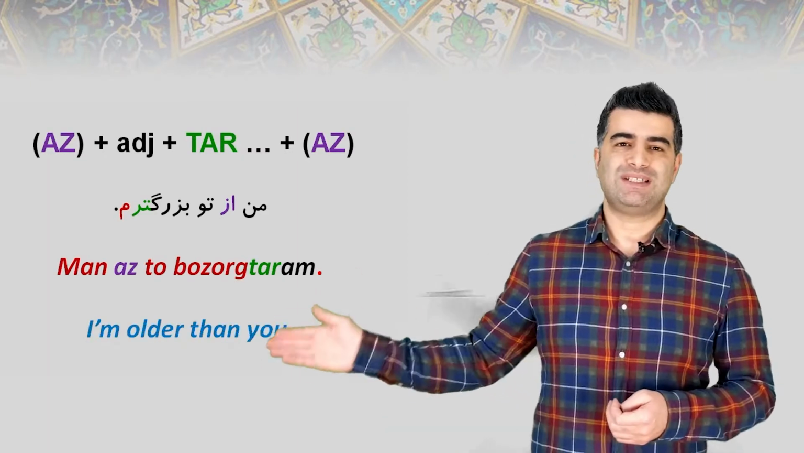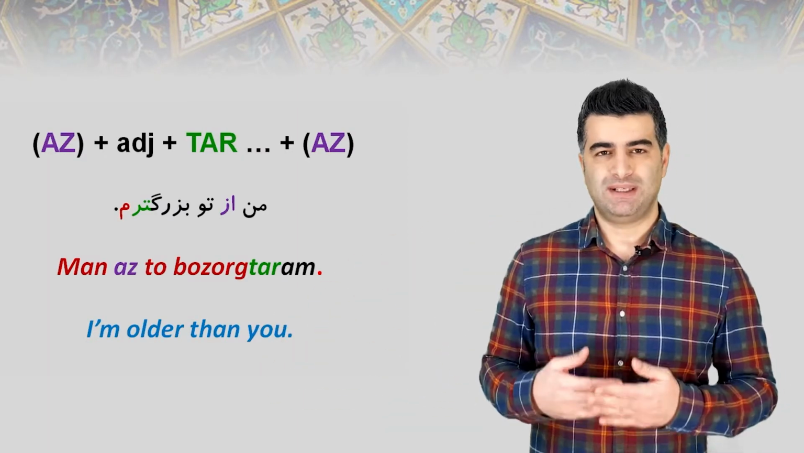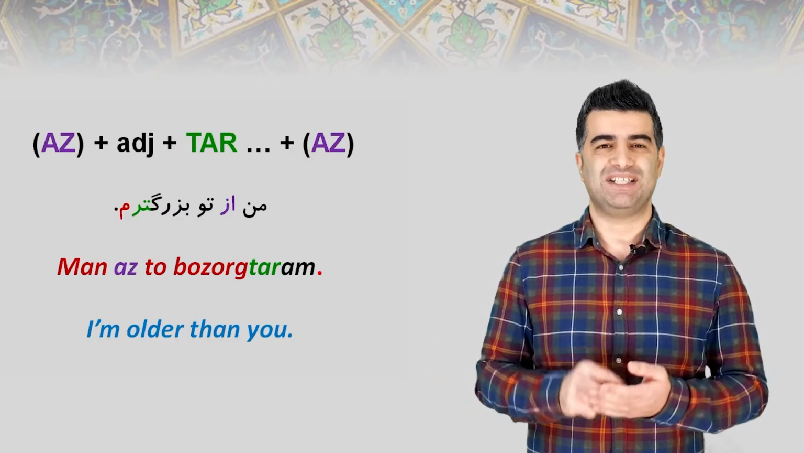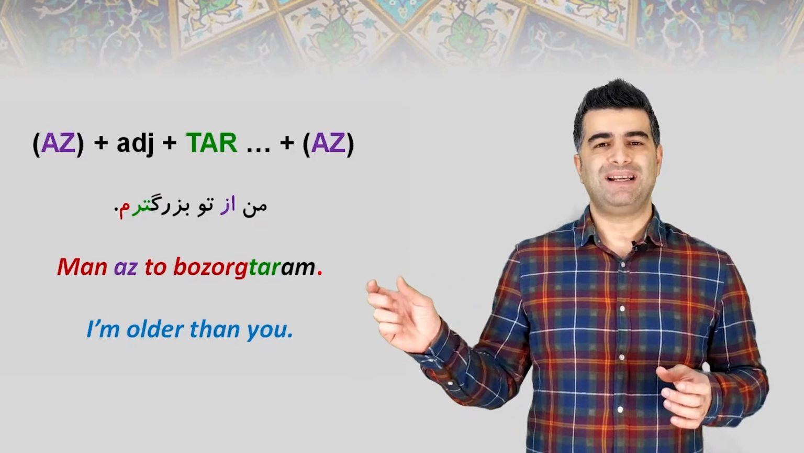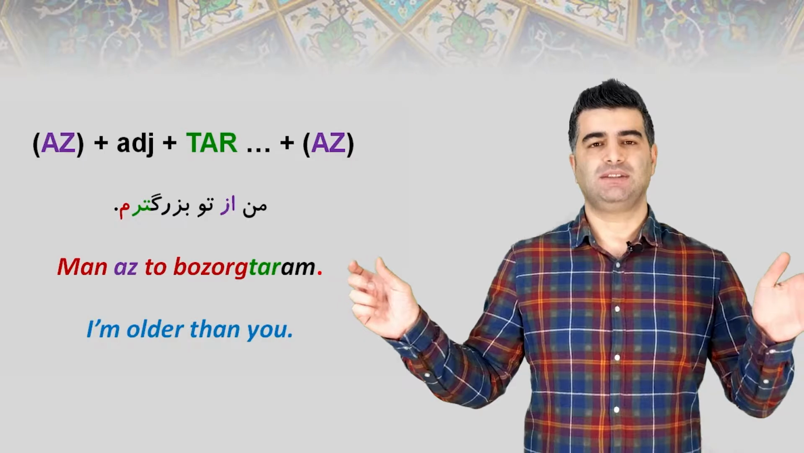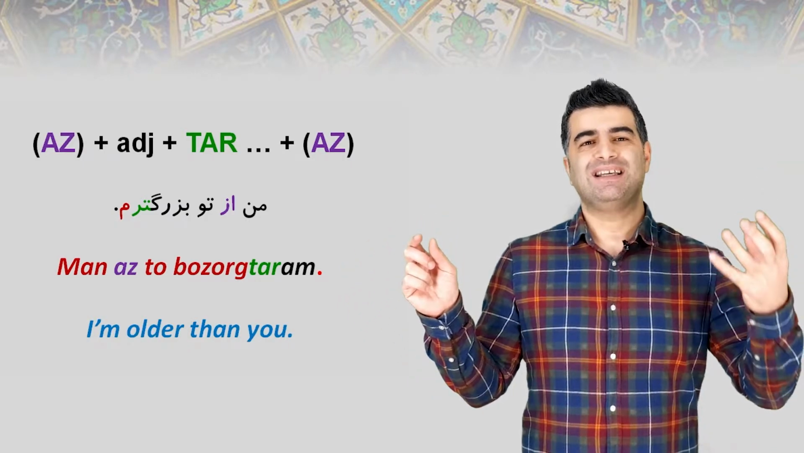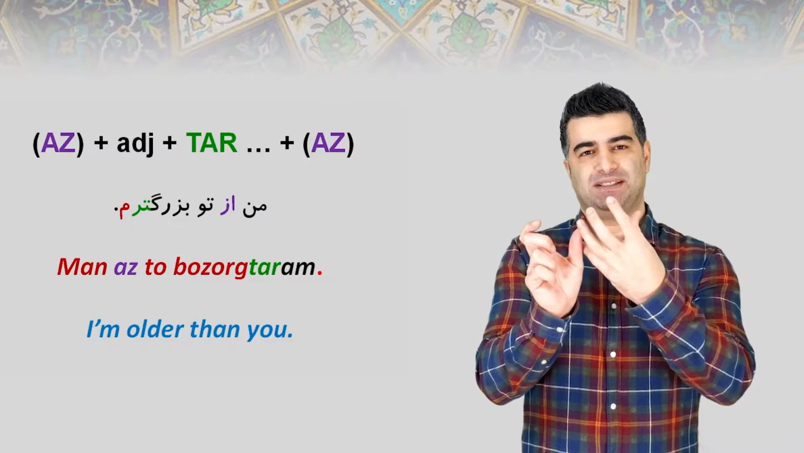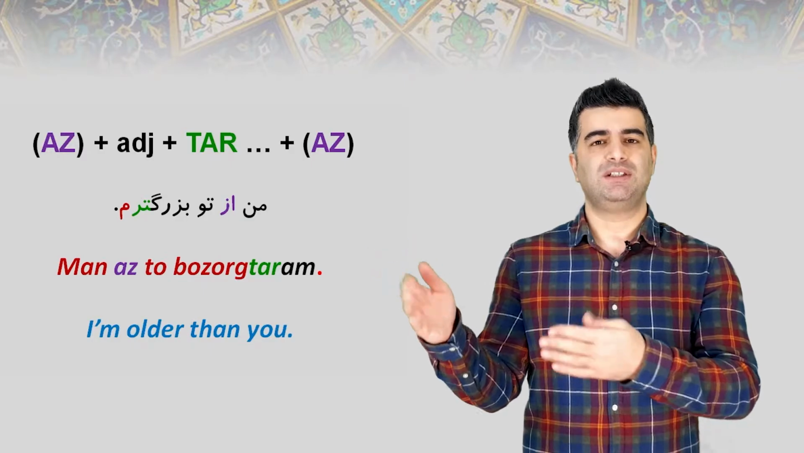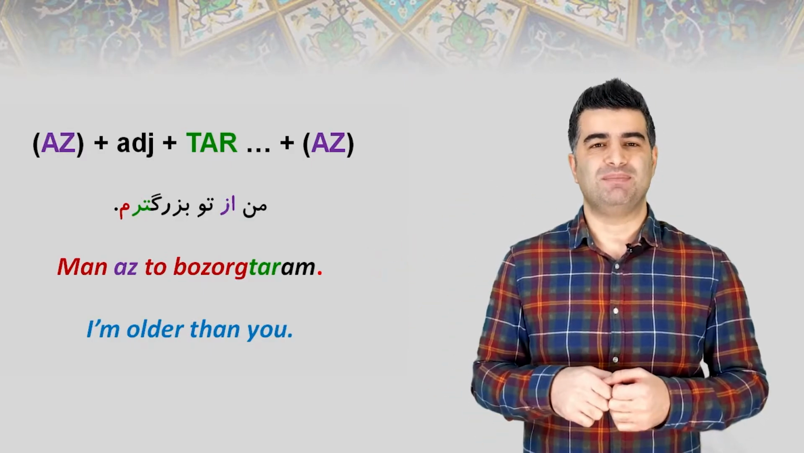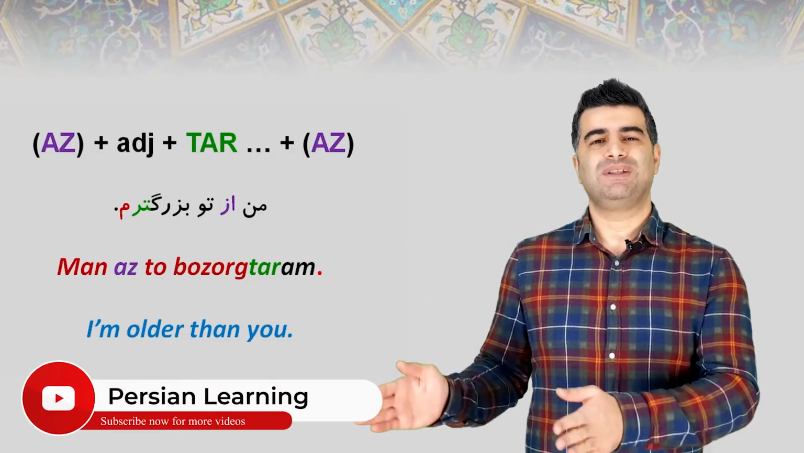So let's go and start with the structure. The first adjective we have is bozorg. The sentence we want to say is I'm older than you. For this old, you need the adjective big in Farsi, which is bozorg. Now for comparatives, which is comparing between two things, you have to use the ending tar after the adjective. So we have bozorg and then bozorgtar, which means greater or bigger, and in this case it means older.